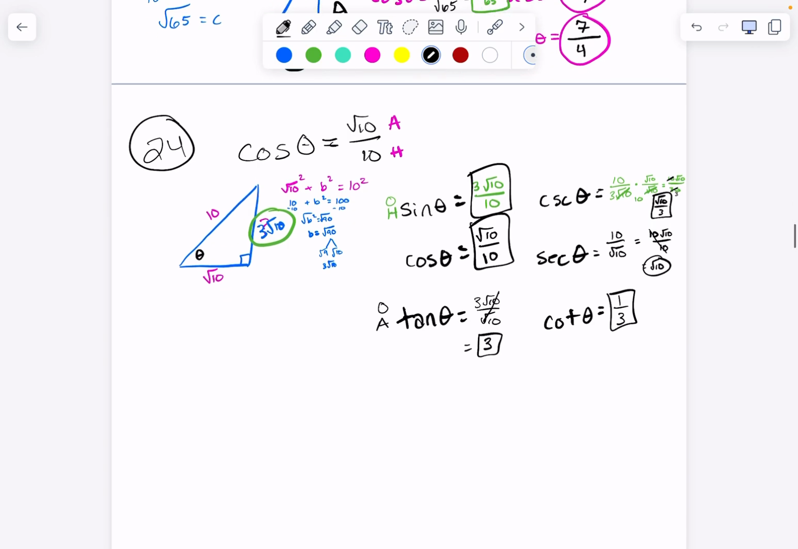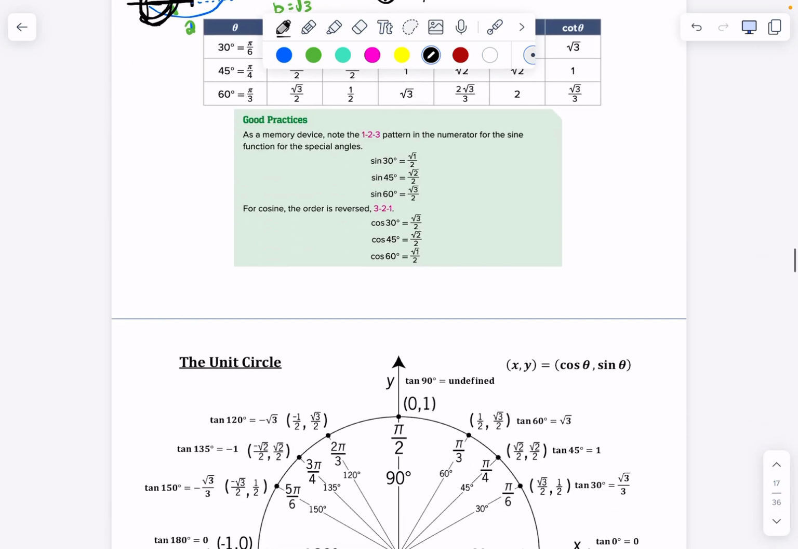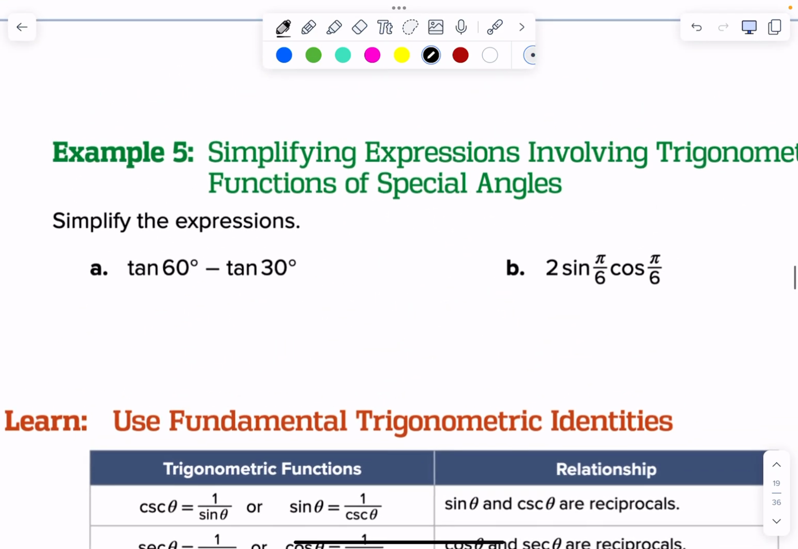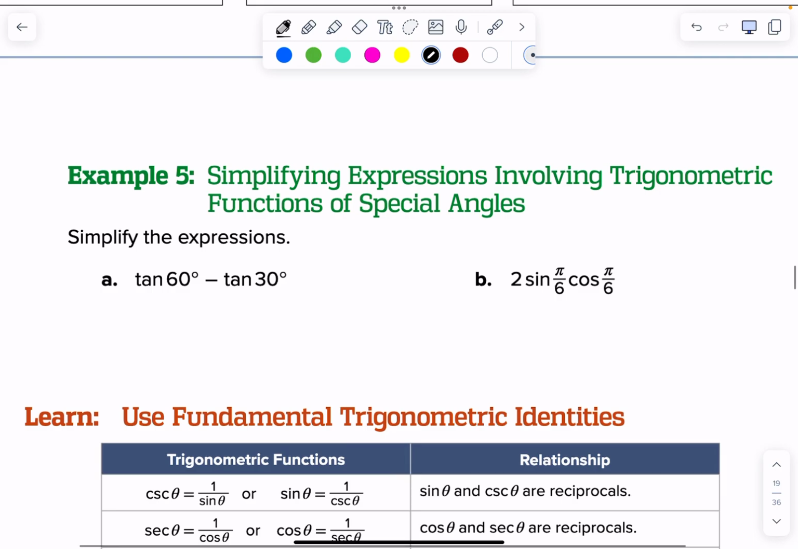In the notes, go to example 5. That's where I think we kind of left off. And you need your unit circle, by the way. Simplify the expressions. We're just evaluating what these are. So grab your unit circle. I think all of them are on your unit circle.